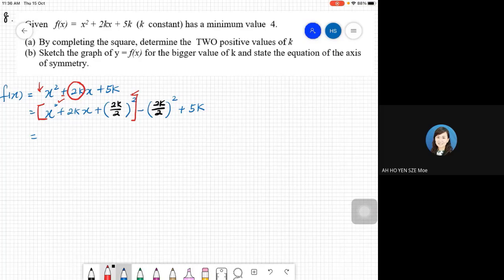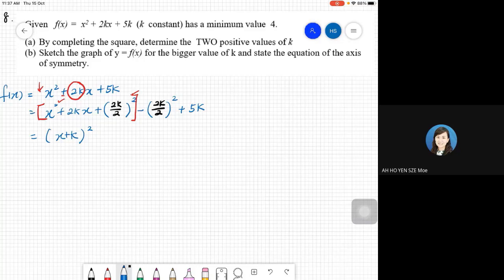Okay, how to combine? Write it back. Okay, so 2k over 2 is k only, right? So write k, positive, then positive squared. So you rewrite it into the perfect square form.